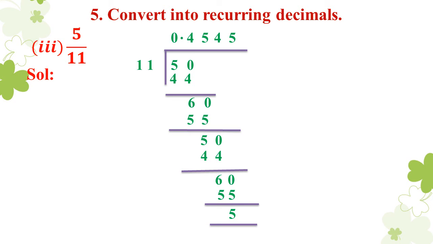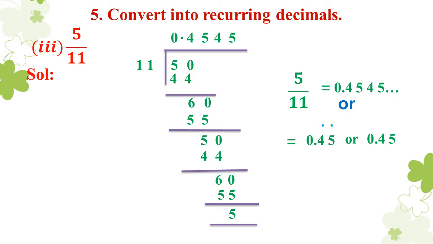We get the remainder 5. So this division would go on like this. 5 by 11 equals 0.4545 and so on. Such decimals are called non-terminating recurring decimals. In this particular decimal, 4 and 5 are repeating themselves. So we can write it like 0.4 with a dot, 5 with a dot, or 0.45 with a bar. This is a non-terminating recurring decimal.